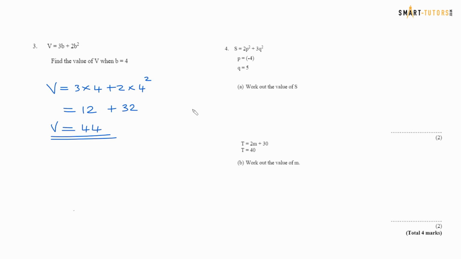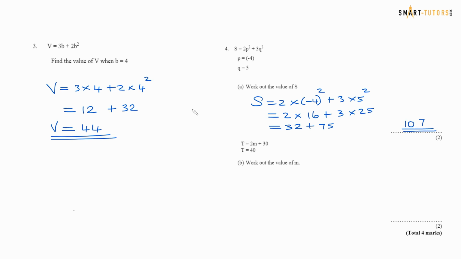S equals 2p squared plus 3q squared. So p equals minus 4, q equals 5. Work out the value of S. So S equals 2 times p squared, which is (minus 4) squared, plus 3 times 5 squared. So 2 times (minus 4) squared is 16, plus 3 times 25. So 2 times 16 is 32 plus 75, which is 107. So first of all, here 3 times 25 is 75 and 2 times 16 is 32. 107 is the answer.